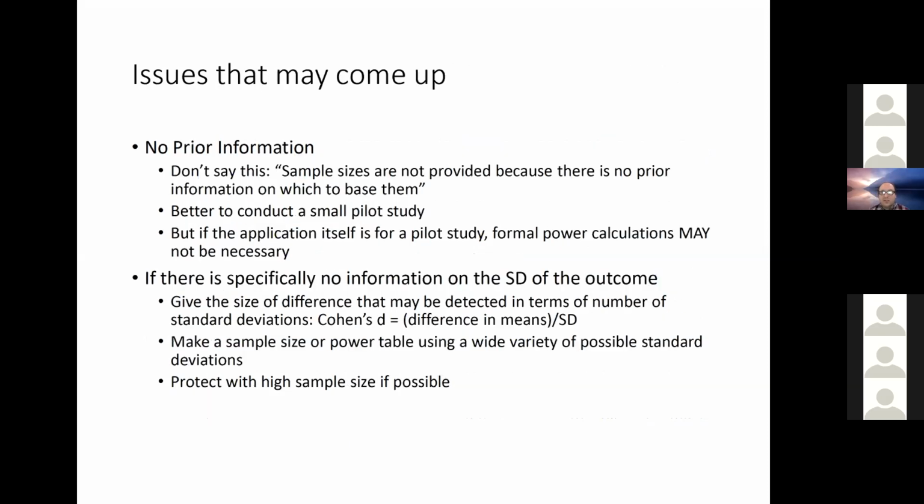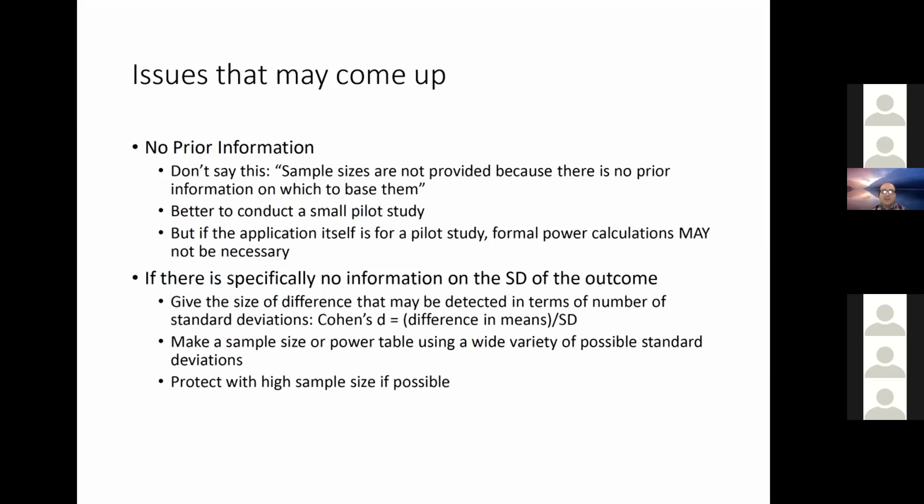Some issues that may arise in sample size and power calculations are if there's no prior information, no data, no literature in the area. You wouldn't want to say, sample sizes are not provided because there's no prior information on which to base them. It's better to conduct a small pilot study, and of course, many times that's not possible. It's this catch-22: you need the data to get the grant, but you need the grant to get the data.